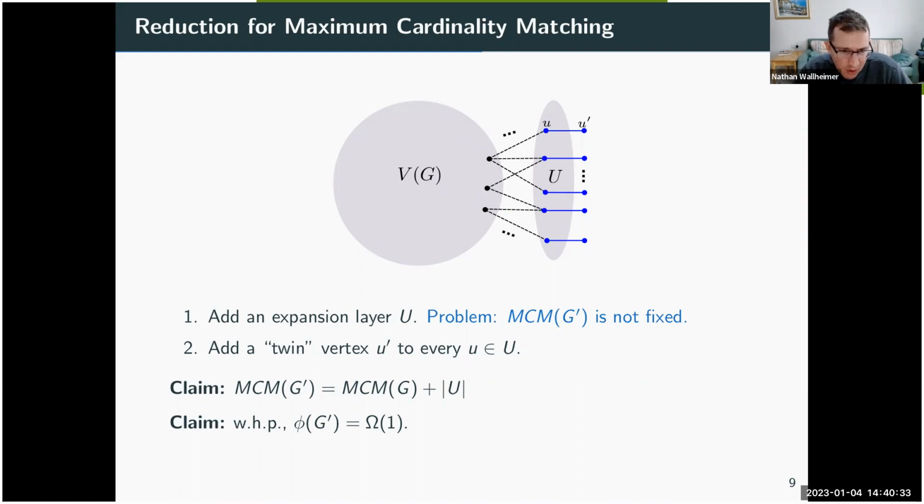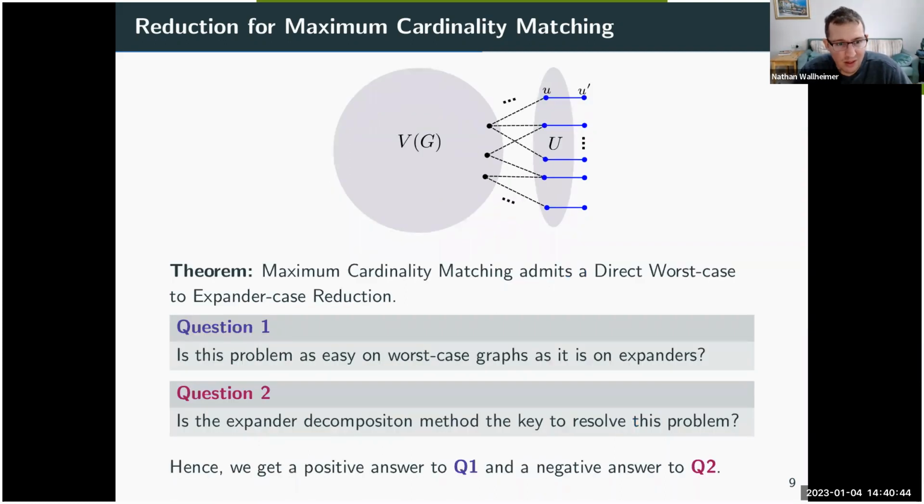And also with high probability, the conductance of this graph is still a constant, because by adding those neighbors, we did not ruin the expansion a lot. So we obtained the following theorem. Maximum cardinality matching admits a direct worst case to expander case reduction. So this problem is as easy on worst case graphs as it is on expanders. And the expander decomposition method is useless against this problem. So we get a negative answer to the second question.